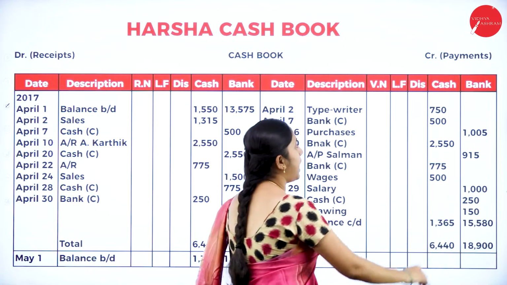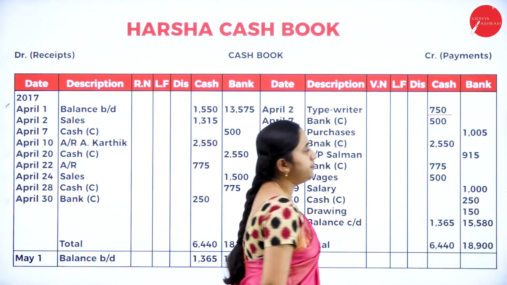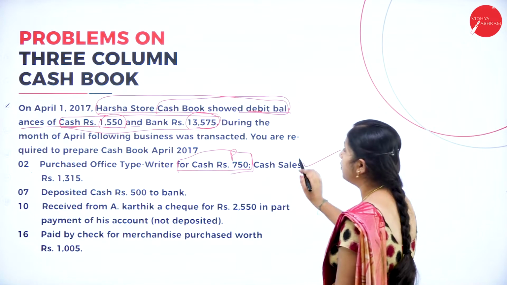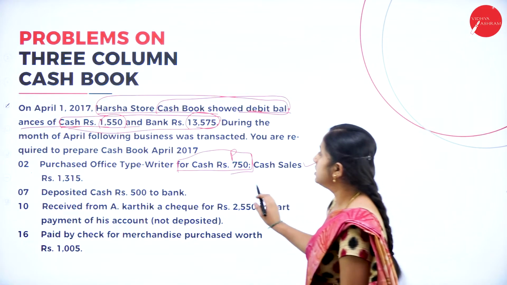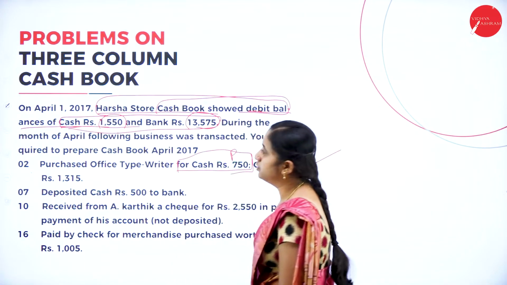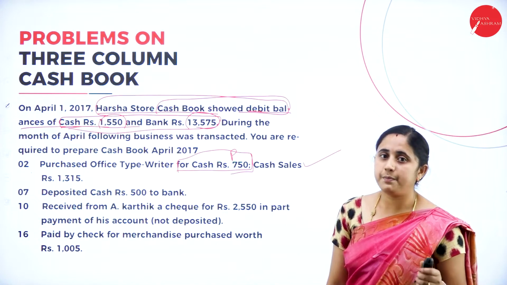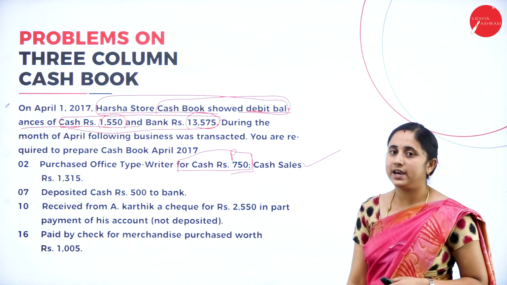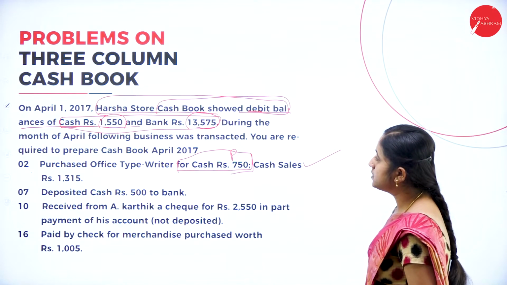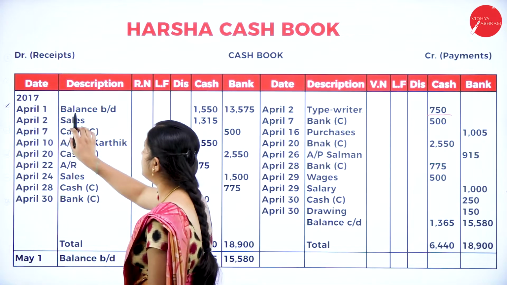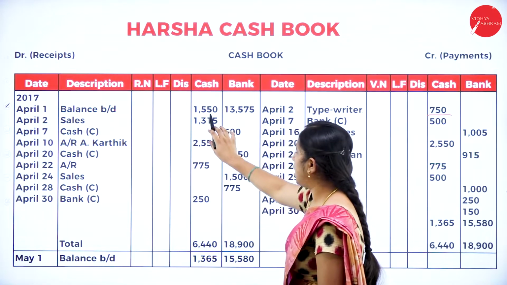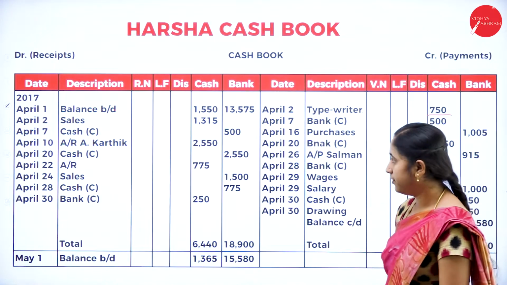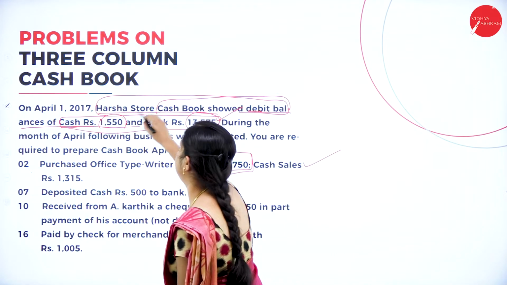Purchase typewriter for rupees 750. You purchased for cash, so write 750 in the cash column. This transaction is over. Before moving to the next transaction, just write the balance brought down. It shows the debit balance of cash rupees 1,550 and bank rupees 13,575. So record balance brought down on April 1st: cash rupees 1,550 and bank rupees 13,575.